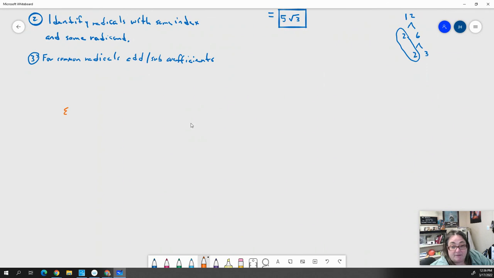What if I have, let's go, 3 times the cube root of 54 minus 2 times the cube root of 2 plus 7 times the cube root of negative 16. So there's a lot going on here, right?